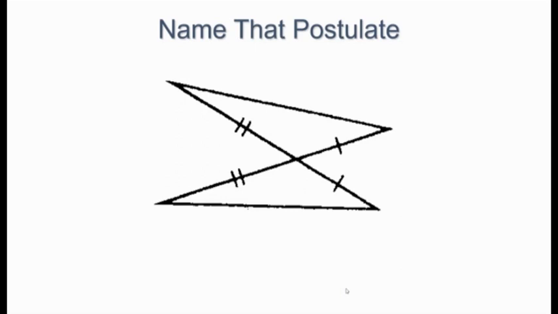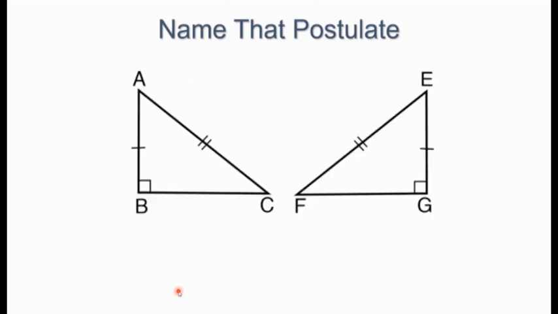Let's take a look at this question. Now, what postulate does this follow? If you notice, we can identify these two angles as vertical angles. So this will help us determine what postulate we're to find. Now take a look at it again. Side, angle, side. That will be the answer.